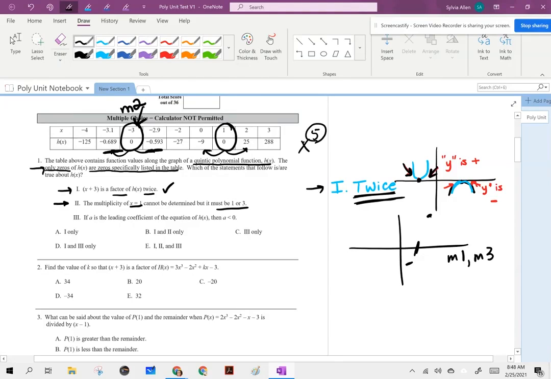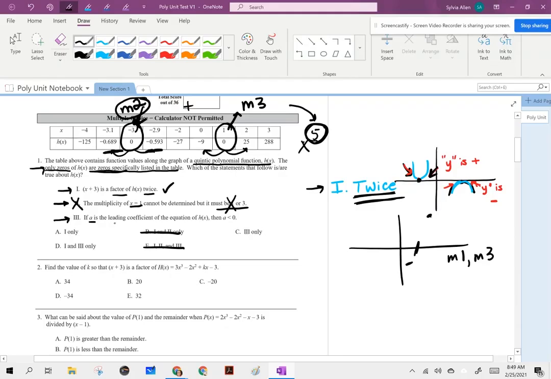However, it can't be 1 because remember that we have a quintic and these are the only zeros. So if this one has a multiplicity of 2, this one must have a multiplicity of 3 because they have to add to 5. So that means number 2 is not right. All right, so that means I can cross off the ideas that have 2 in them. Now let's take a look at number 3.